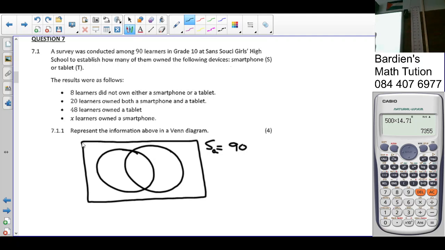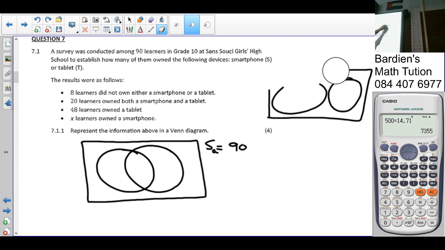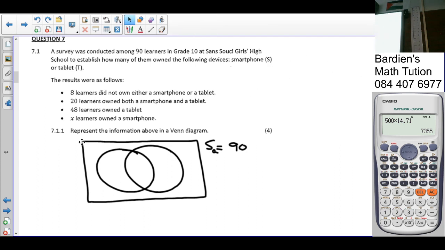If you have to draw mutually exclusive, that is what it's going to look like. There's no overlap between the two. You guys agree with that? Okay, so I'm assuming already it's inclusive. So we have smartphones and we have tablets. The results were as follows. 8 did not own either a smartphone nor a tablet. So where does that 8 go? Outside.